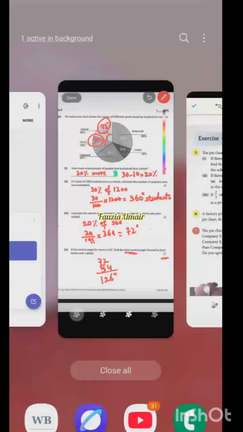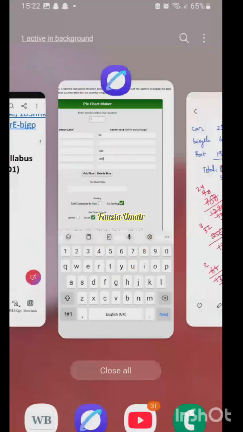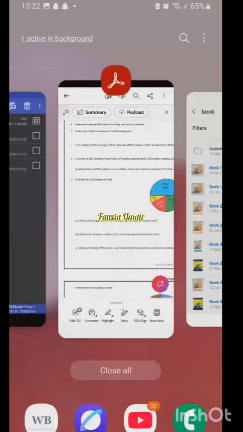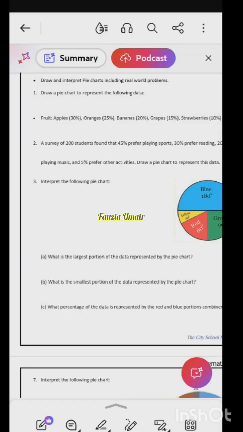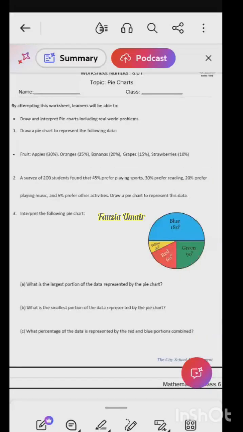Okay, today as a home task, because you have to make the pie chart yourself, I will give you this task. Can you see this worksheet on your screen? Question 1 is: draw a pie chart to represent the following data. Apple is 30%, orange is 25%. Now how will we draw this? Because these are percentages, and we need angles. Then how will we change it? How are we going to change it?